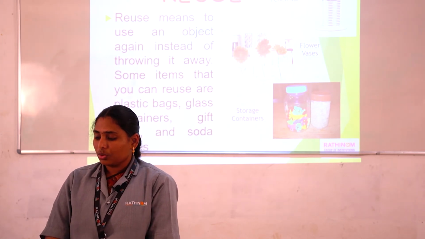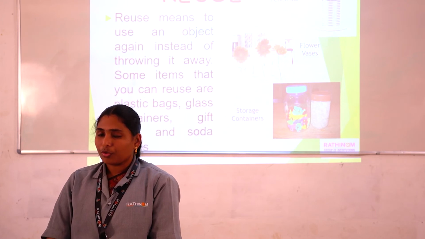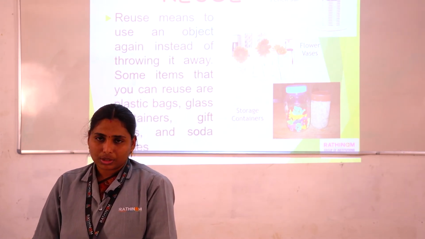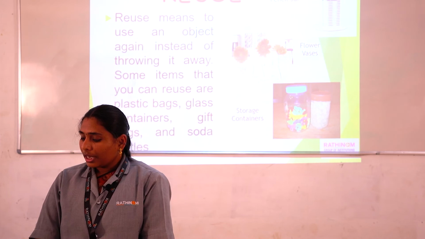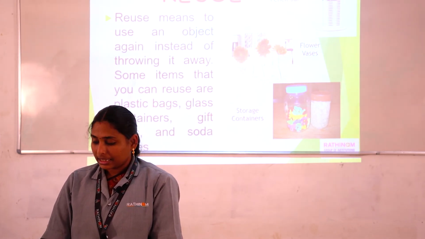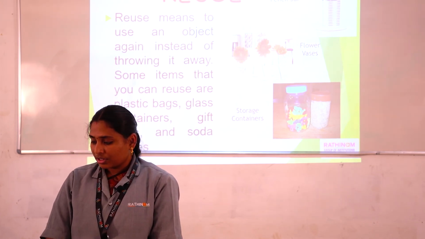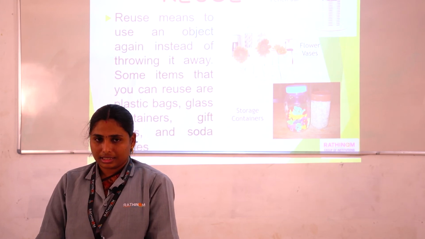Reuse means to use an object that can be used again. For example, wealth out of waste is the best source. We can reuse plastic bags, glass containers, gift bags and soda bottles as pencil jars, flower vases, storage containers, etc.